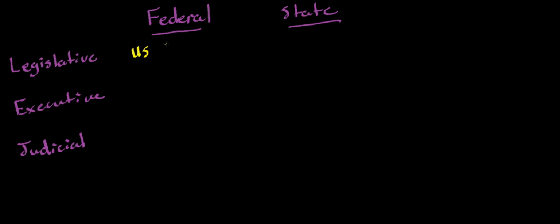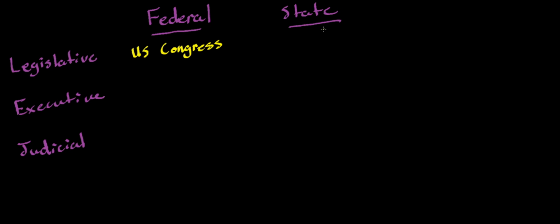Now that we have talked about the levels of government and the branches of government, let's make a table. So we have the federal level of government and the state level of government. And each of these has branches of government, including a legislative branch, an executive branch, and a judicial branch. At the federal level of government, the legislative branch is known as the U.S. Congress.